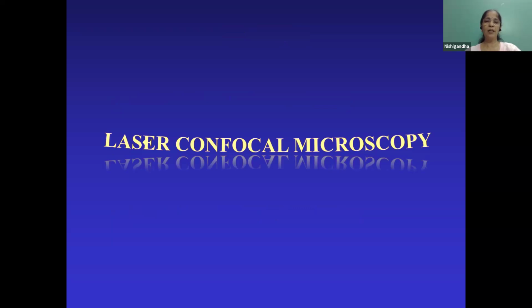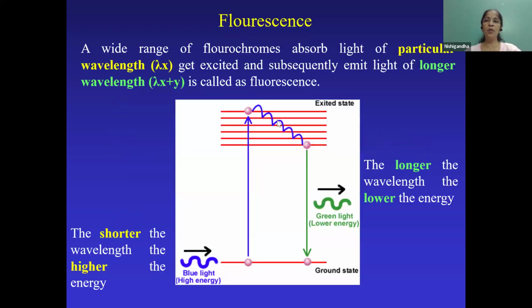But before we actually touch the topic of the laser confocal microscope, let's brush up on fluorescence, because most of the imaging that is done with a laser confocal microscope is in the fluorescence mode. So in this mode, we need to know what fluorescence is so that we can really operate it to the full extent. As you all know, a fluorochrome is a substance that absorbs light at a particular wavelength, gets excited, and subsequently emits light of a longer wavelength.